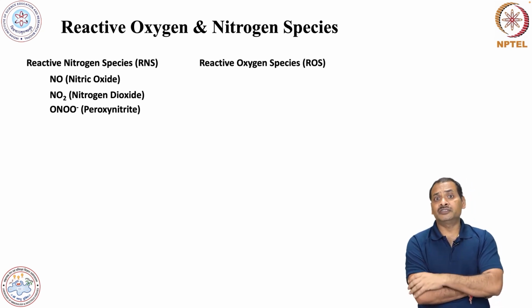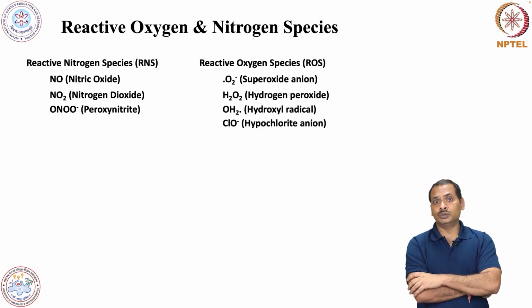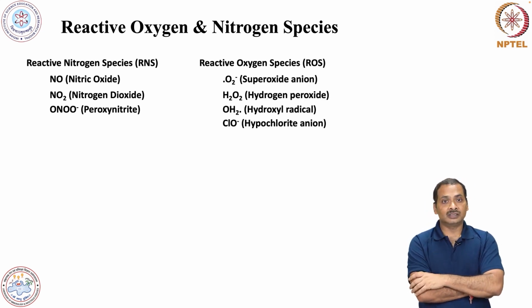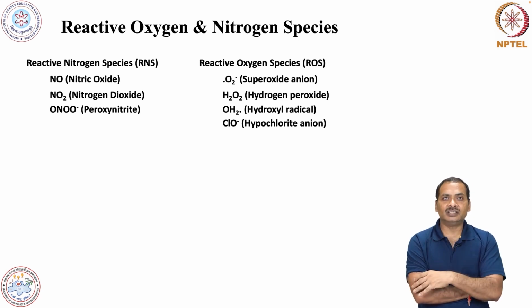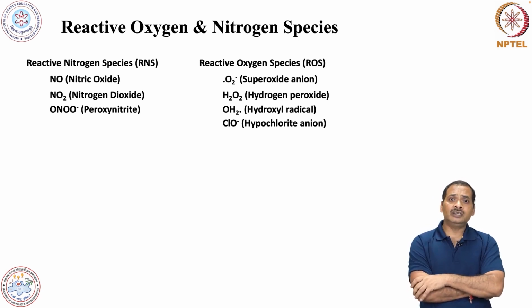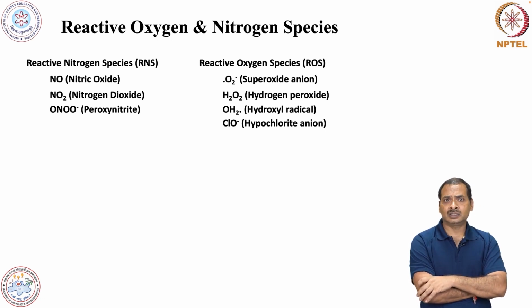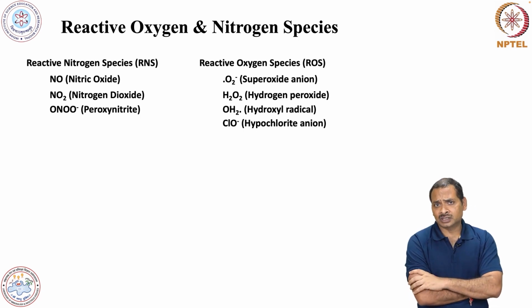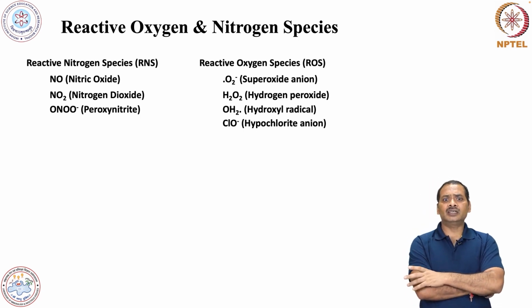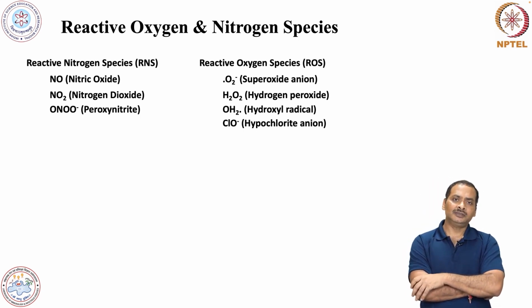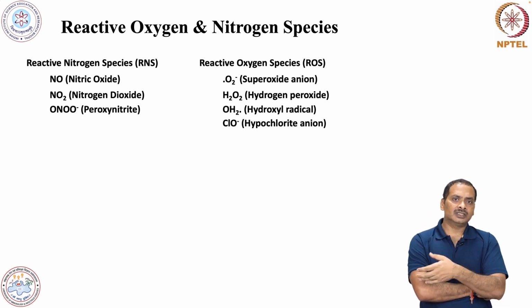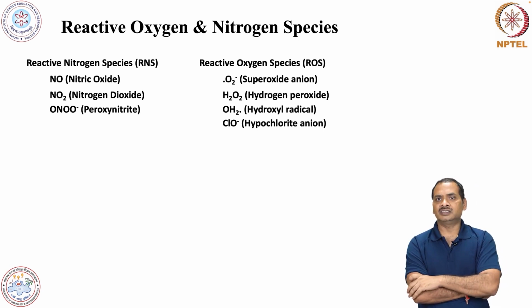And there are reactive oxygen species, and you may know all these species like superoxide anion. This is highly reactive. This can react literally with anything. There is hydrogen peroxide inside the phagolysosome. There are hydroxyl radicals, and there are hypochlorite anions. So let me talk about how these things are synthesized inside the cell.